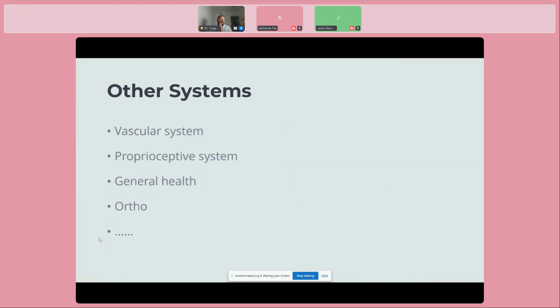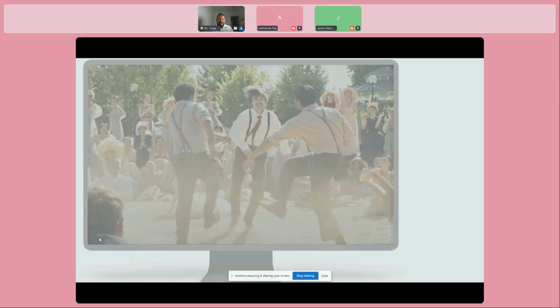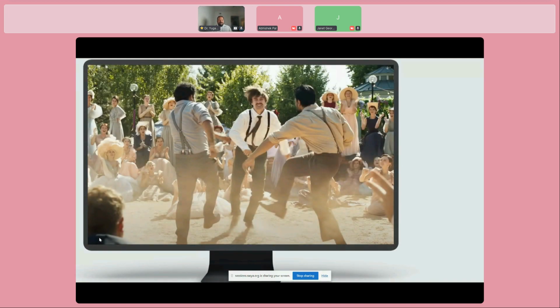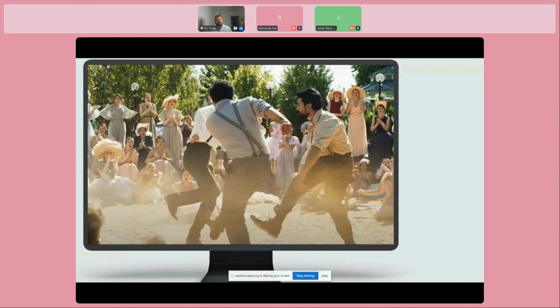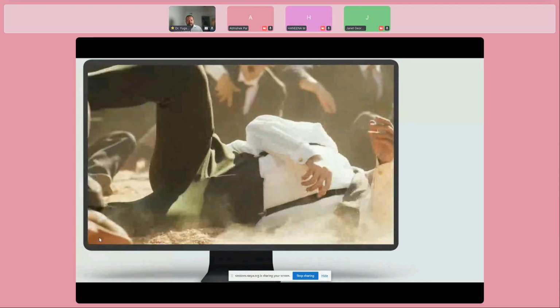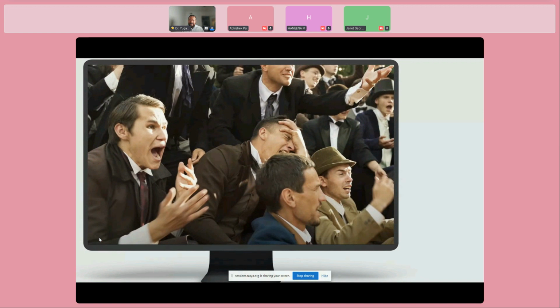Okay, so I'm going to say there are other systems: vascular system, proprioceptive, and general health. Even we know if you're fasting during a festive season, by the end of the day you feel dizzy or lightheaded. So all these things do result in vestibular symptoms, and orthopedic issues also result in vestibular issues. But now, as we understand, there's more to the vestibular system, and if any of these systems goes wrong, a human might fall, or probably they don't feel confident to even stand or do any other stuff.